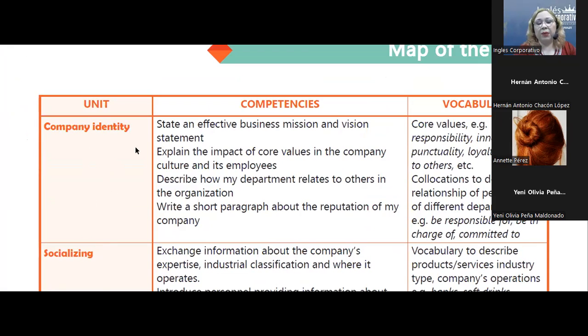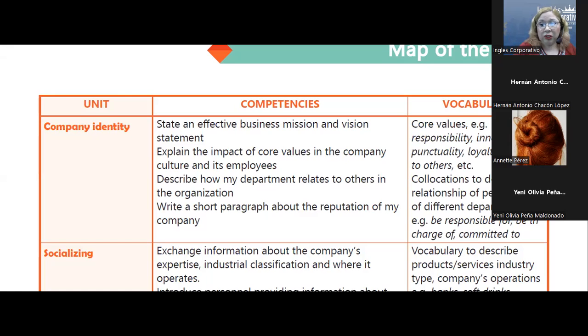Company identity, unit 1, remember? So if you check here, what was the target vocabulary, you will find that it's important to know about the core values as vocabulary: responsibility, innovation, punctuality, loyalty, service to others, etc. And then we have collocations to describe the relationship of personnel of different departments in our companies, right? So for example, you can talk about responsibilities saying, I am responsible for, you are responsible for, he is responsible for, she is responsible for, they are responsible for, we are responsible for, okay? So if we conjugate the verb be, we are going to find out the way to express the responsibilities of each one, okay? The ways to express responsibilities, roles, and functions.